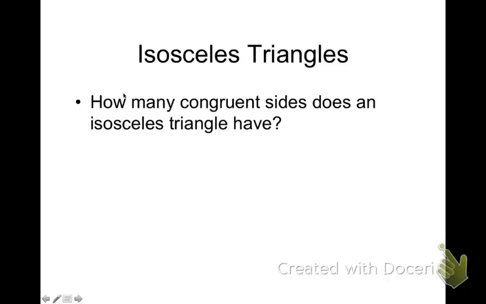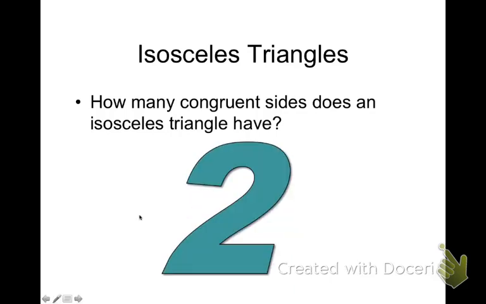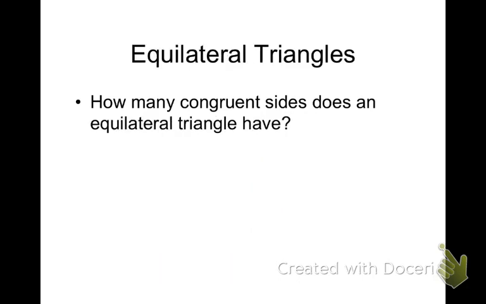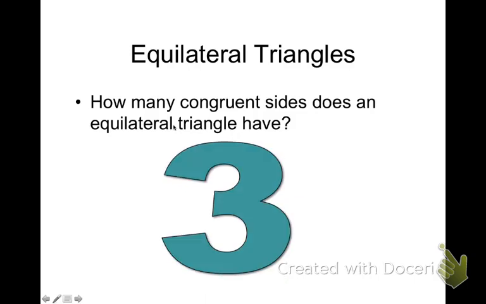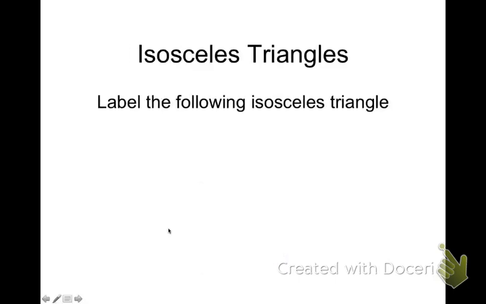What do we remember about isosceles triangles? How many congruent sides does an isosceles triangle have? 2 congruent sides. Very good. How many congruent sides does an equilateral triangle have? 3 congruent sides. Good. So when we first talk about an isosceles triangle, let's get some vocabulary first.